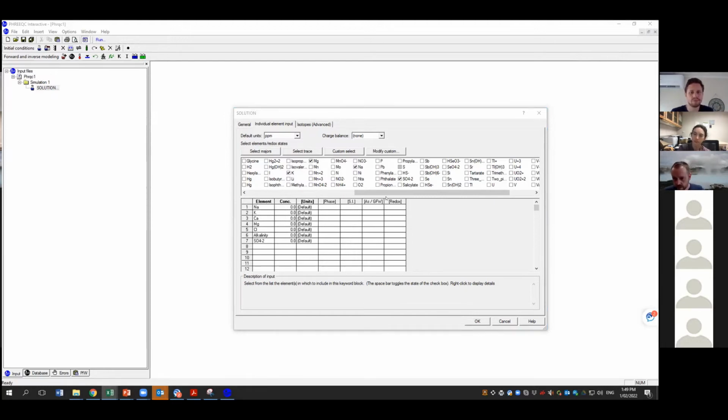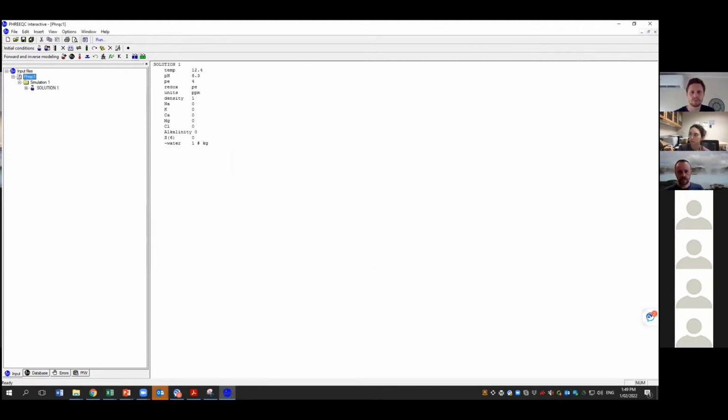Okay, so let's leave it like that and just hit OK. And so what it's done is it's just populated into the scripting window all of those components which we just clicked on, and it's written it in the right format.